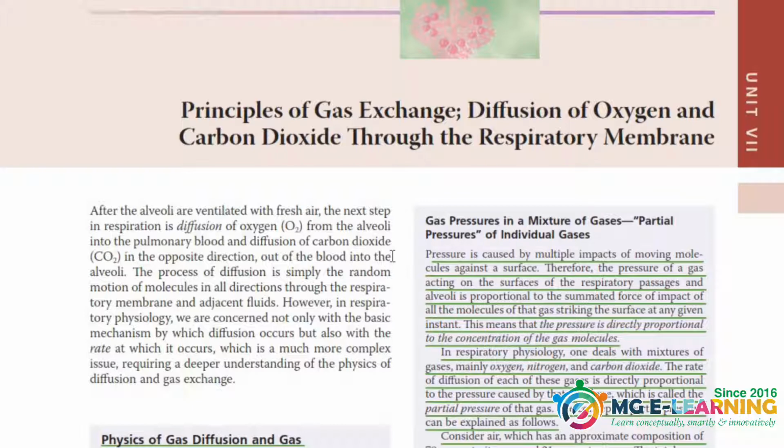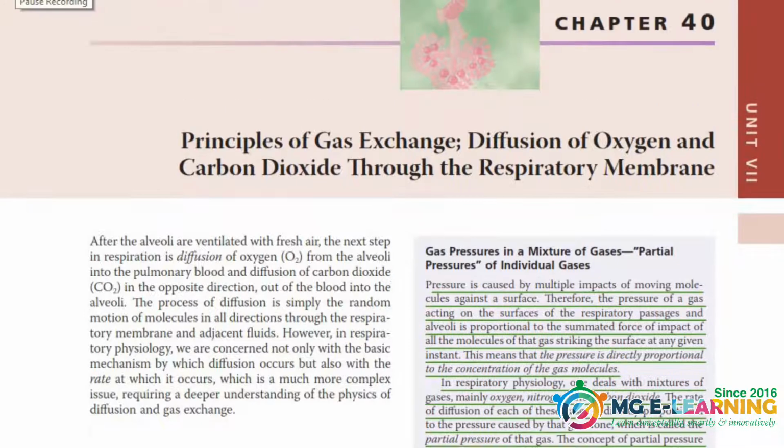This is Hafsa Mubin from Federal Medical and Dental College, and we are doing Unit 7 Respiration, Chapter 40. This is Principles of Gaseous Exchange and Diffusion of Oxygen and Carbon Dioxide through the Respiratory Membrane. Table of Specification: in this unit there is only one SCQ in the paper and 8 MCQs.